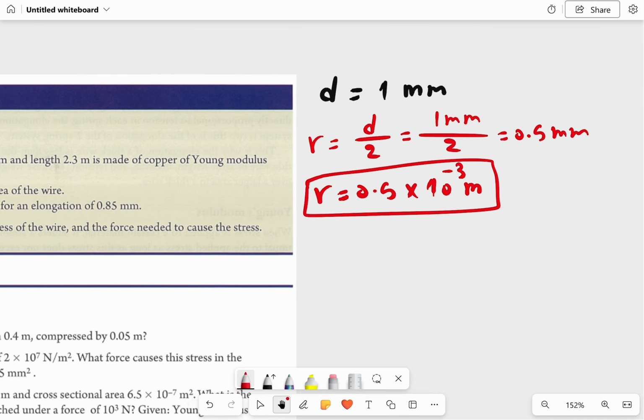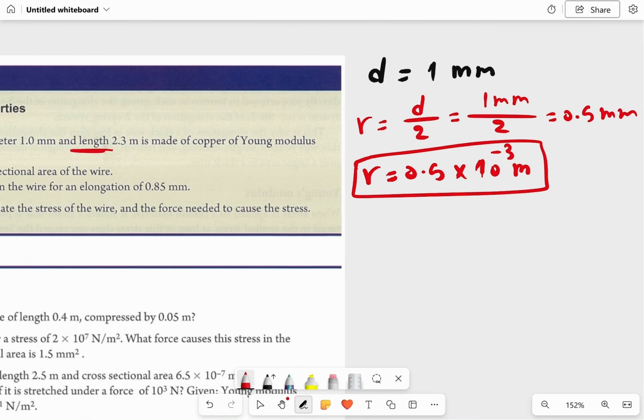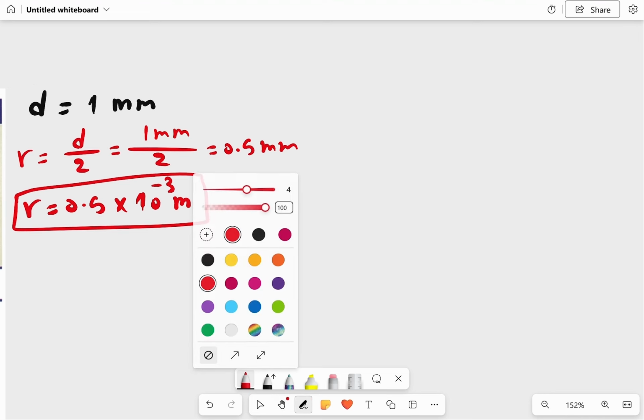Then you have what? Length. Whenever it says length, it is initial length. It's the same thing, guys, okay? Initial length. It will tell you if it's elongation. So if it says only length, it is initial length. It's equal to 2.3 meters, okay?